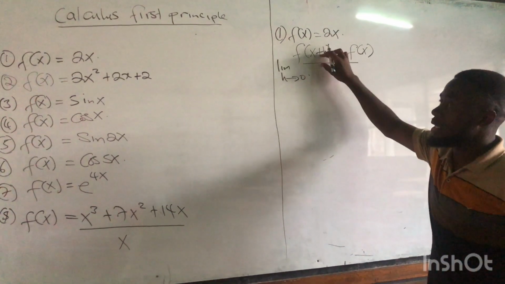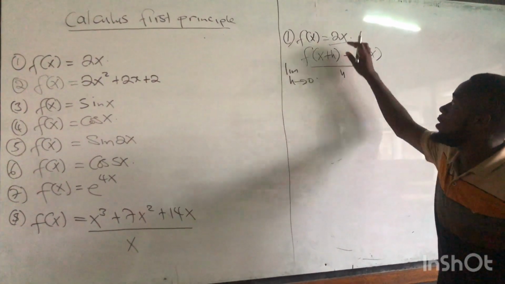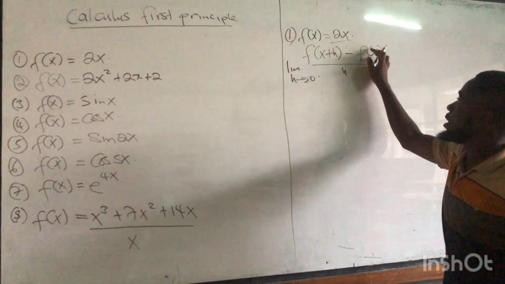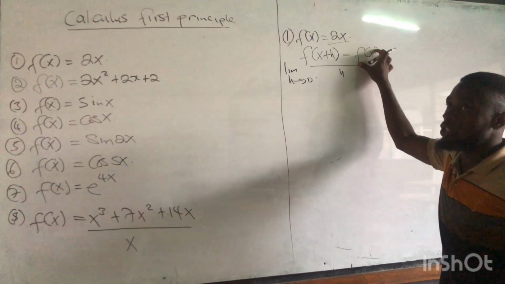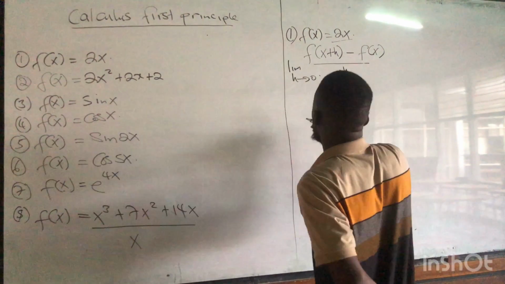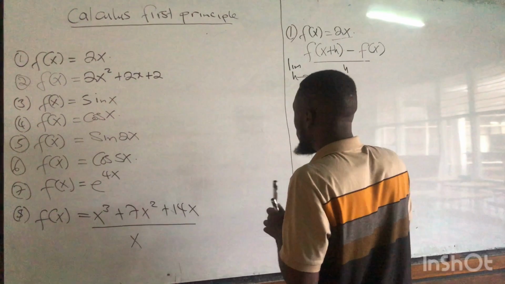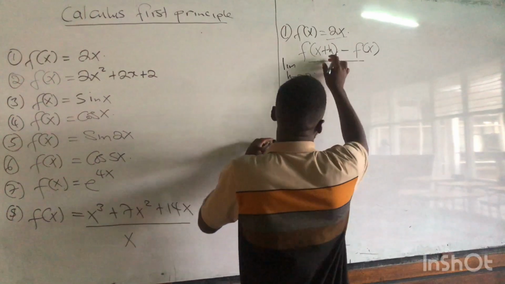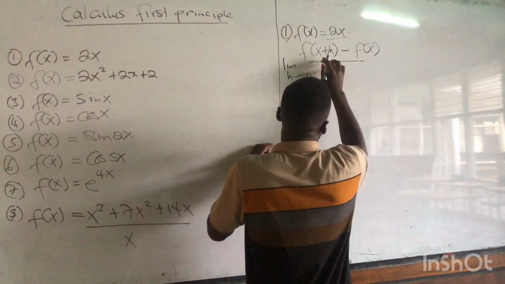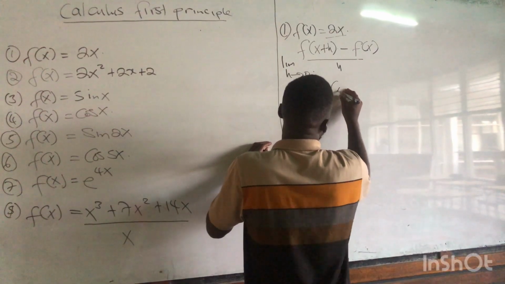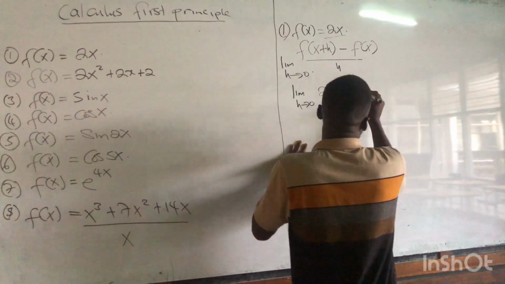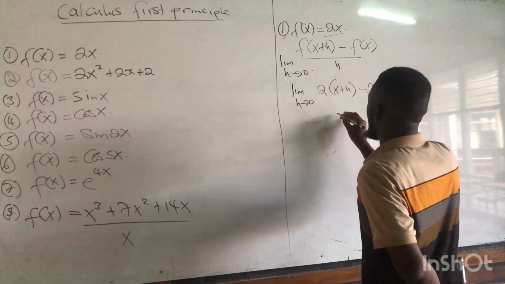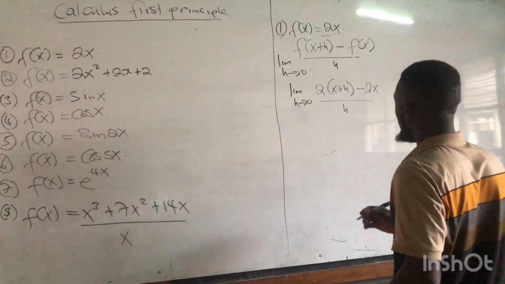The meaning of this first part is, on this original equation, whenever you see x, you need to put x plus h. You replace this x with x plus h, minus this f of x, which means you need to put the original equation. So let's do that. Limit as h approaches 0. Where there's x here, we put x plus h, so it will be 2 open x plus h, minus f of x, the original equation, 2x, over h.